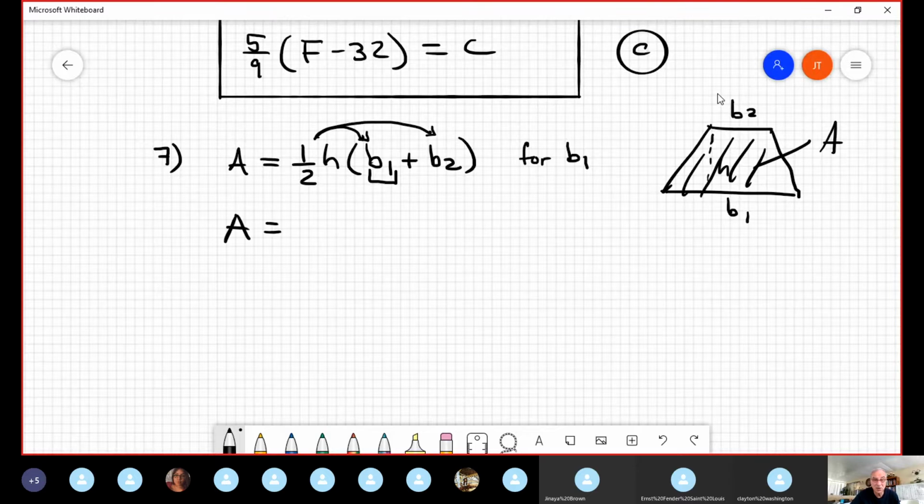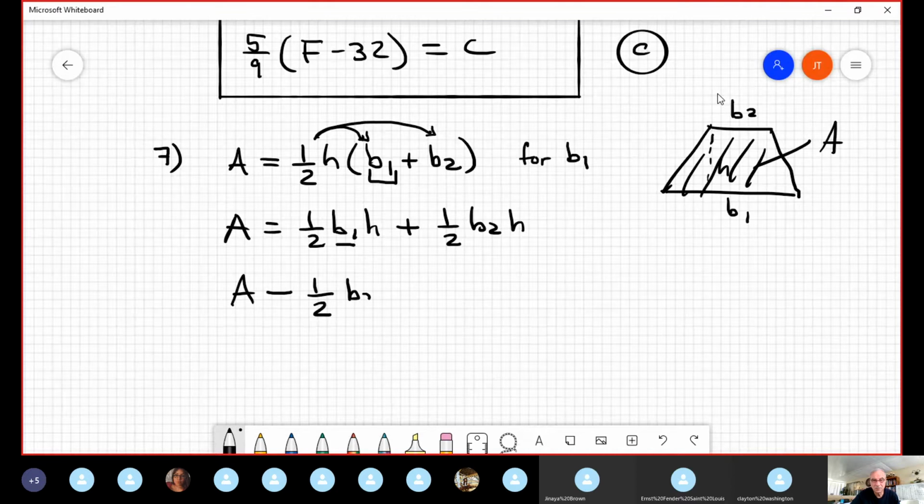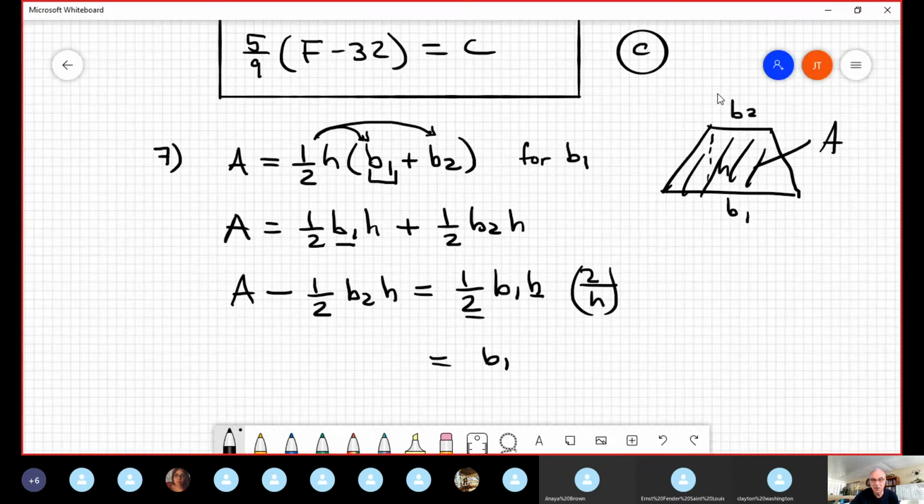So A is equal 1/2 b1h plus 1/2 b2h. The order is not important because it's multiplication. Okay, finally, my goal is b1. I move this guy to the left-hand side by subtraction. Now, finally, I multiply both sides by 2/h. I get the reciprocal of this because my goal is isolate b1. When you multiply 1/2 h by 2/h, the answer is 1. And 1 is invisible.